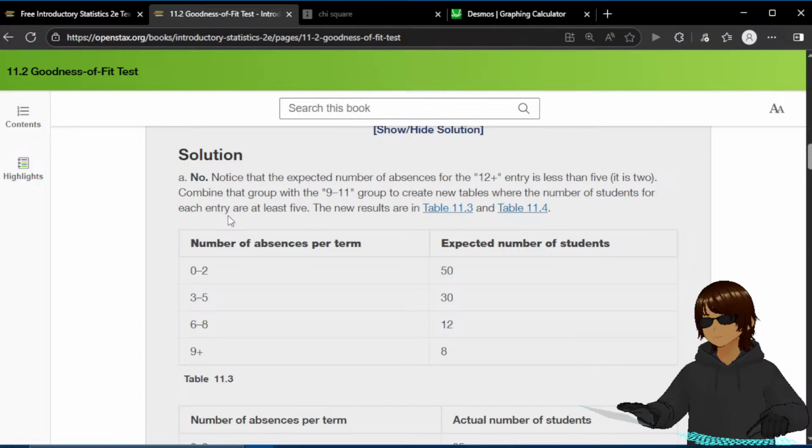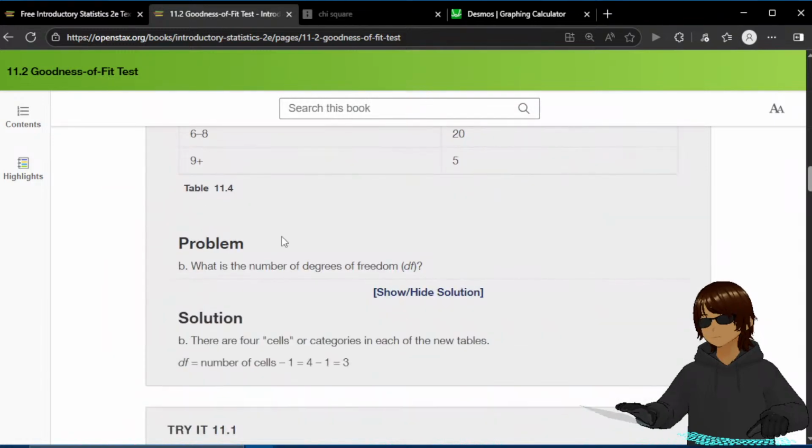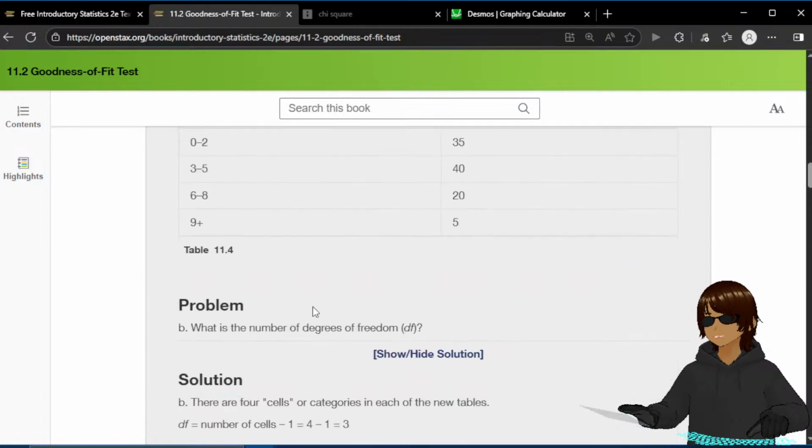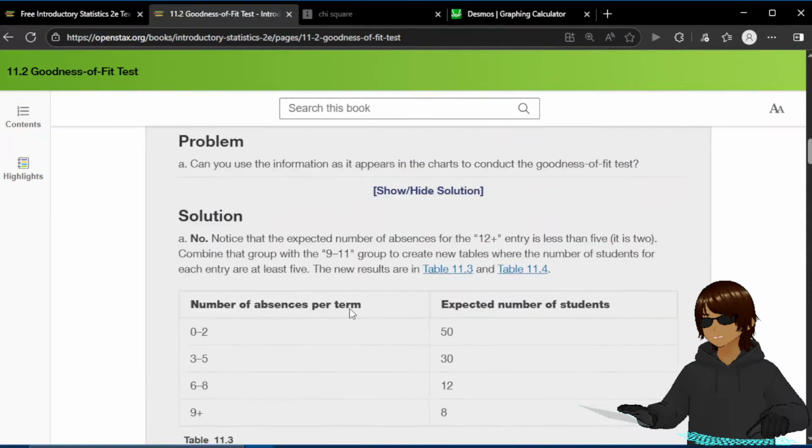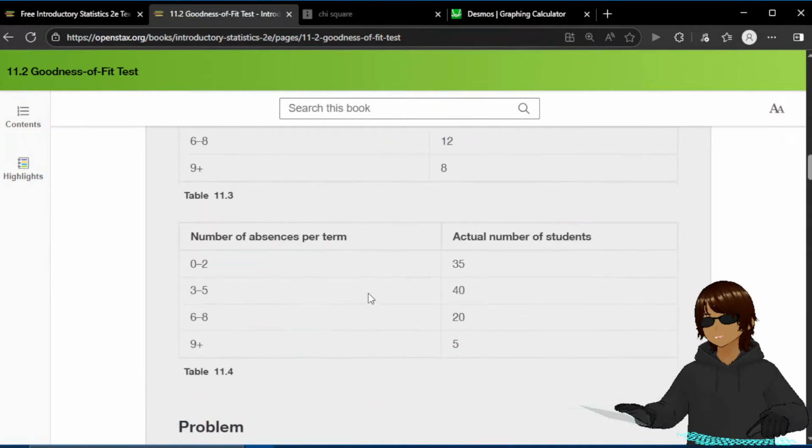I don't get what point they were trying to make. There are 4 cells or categories in each of the new tables. Number of cells, so 3. Degrees of freedom is 3. I don't get what point they were trying to make here.